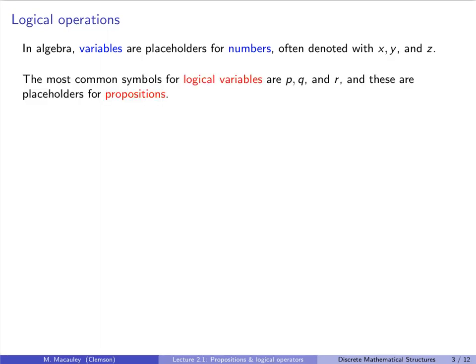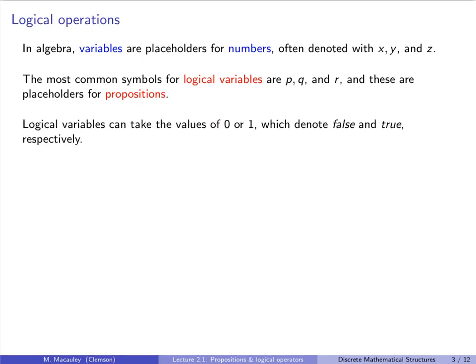In logic, we can also have logical variables. We usually use symbols such as P, Q, and R, and instead of being placeholders for numbers, they are placeholders for propositions. Logical variables can take the values of 0 or 1, which denote false and true, respectively. Compare this to regular variables in algebra, which, as placeholders for numbers, can typically take the value of some real number, or if we want to allow it, maybe a complex number as well.